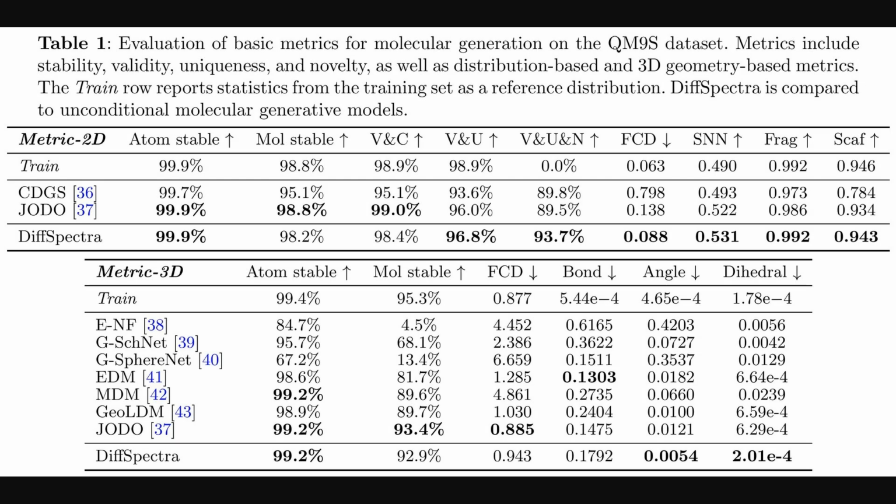Okay. So after all that sophisticated pre-training, how well does the whole system actually perform? This table gives us the numbers, comparing DiffSpectra to other models on the QM9S dataset. It's split into 2D metrics, like whether the generated molecules are chemically valid and novel, and 3D metrics. And this is where it gets really interesting. On the 3D side, the model achieves the best scores for bond angles and dihedrals. A dihedral, by the way, measures the twist around a chemical bond. These incredibly low error scores show it's not just guessing structures, it's building them with very high geometric accuracy.